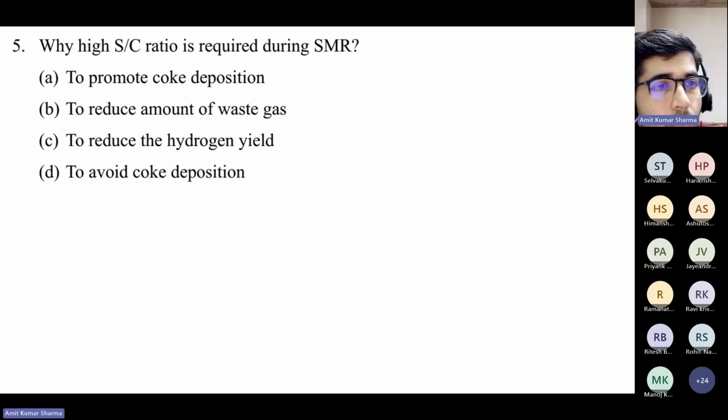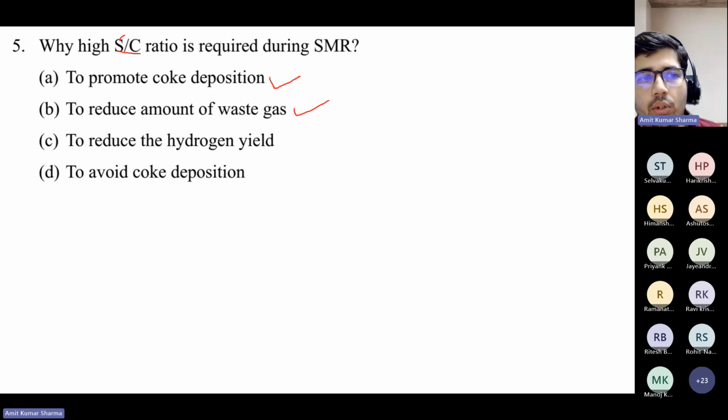Why is a high steam to carbon ratio required during SMR? To avoid coke deposition. So we all know that a high steam to carbon ratio does not promote coke deposition, so that option is wrong. To reduce the amount of waste gas? No. So does the waste gas depend on the steam to carbon ratio? It actually does.